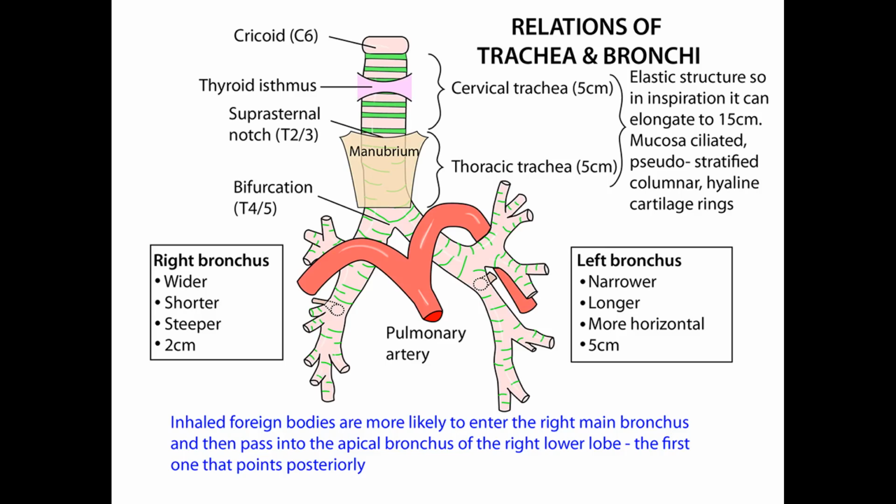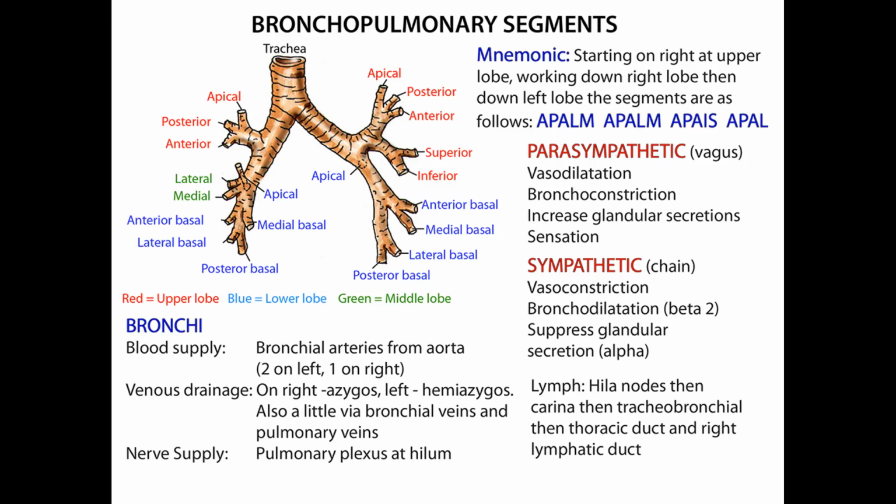Note that the thyroid isthmus lies approximately on the second and third and possibly fourth ring of the trachea. Now here we show the trachea, the bronchi, and the bronchopulmonary segments. Once again we can see that the right bronchus is wider, shorter and steeper, and that the left bronchus is narrower, longer and more horizontal.